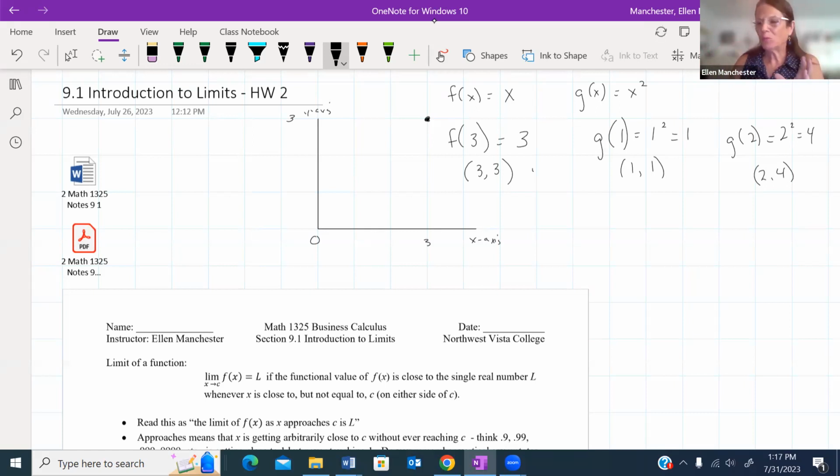So the difference between algebra and calculus is, in calculus we get to open up the picture a little bit, and we get to see what's going on around the point. So for instance, if we were looking at this graph, let me erase some of this stuff.